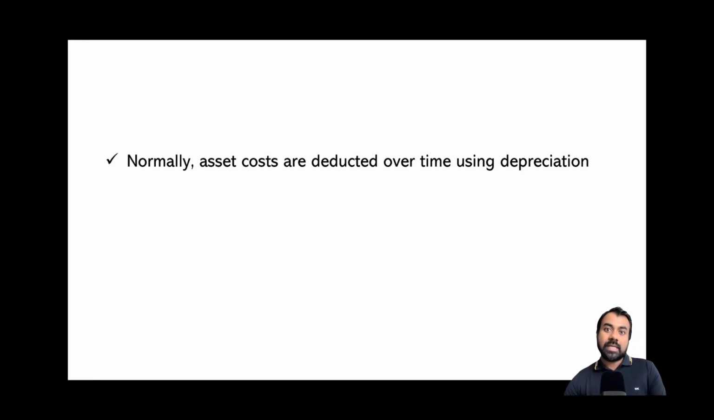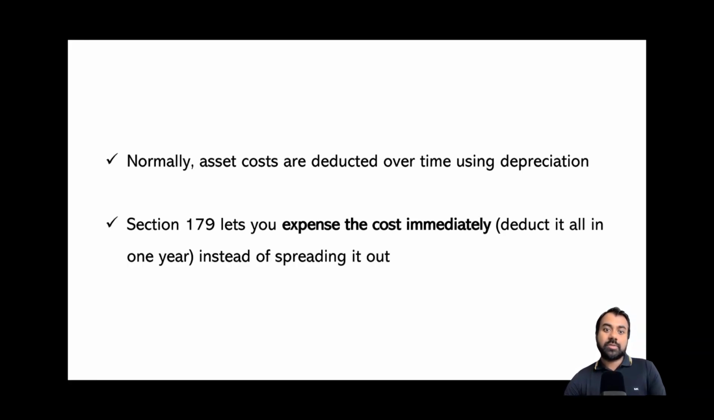Now, this is where Section 179 becomes really useful because it lets you expense the cost immediately. That is, you can deduct it all in 1 year instead of spreading it out.